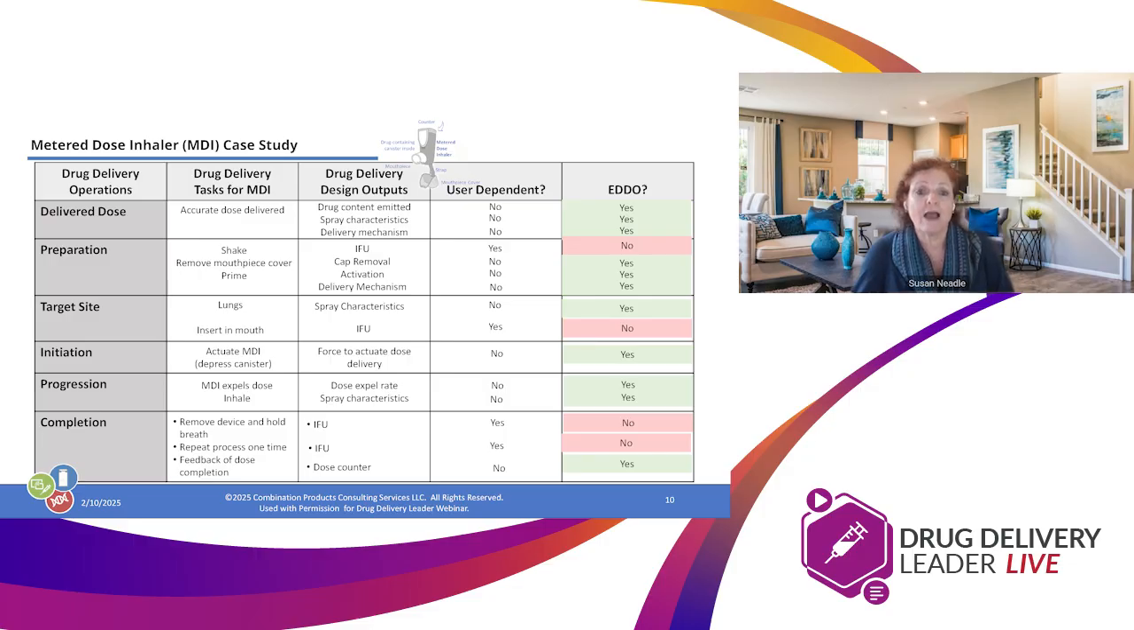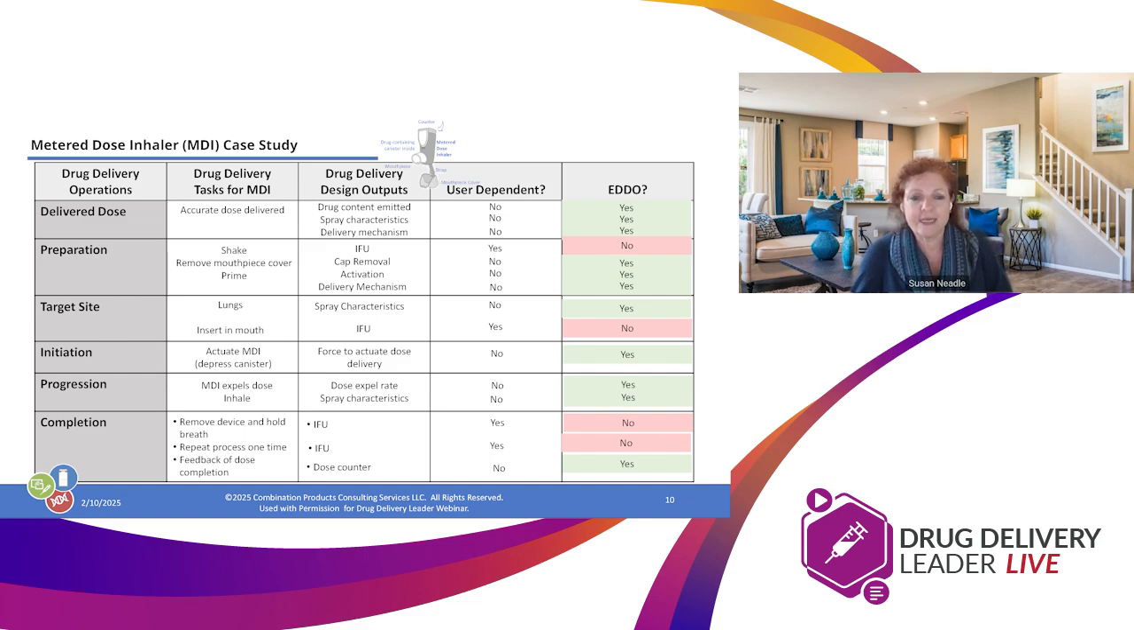So my IFU is always user dependent. But when I get to my cap removal, my activation, and my delivery mechanism, those are dependent on the device design. And so it becomes really easy to start thinking about your EDDOs, right? So if I have a yes under user dependent, then no, my IFU is not an EDDO. However, each of the other elements that are marked no for user dependent, but these are system level outputs, are now going to be considered essential drug delivery outputs.